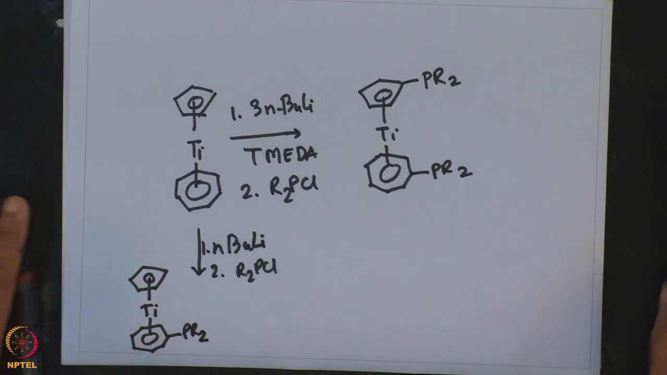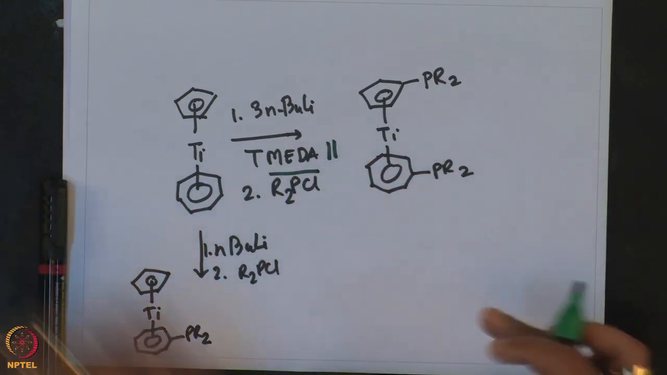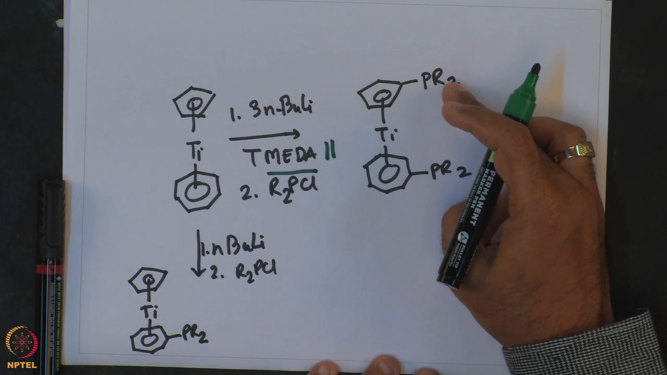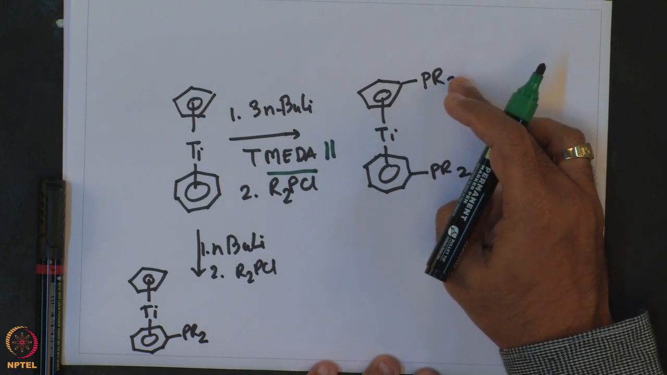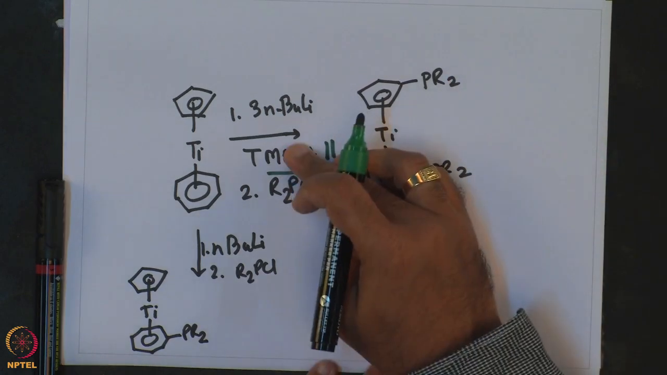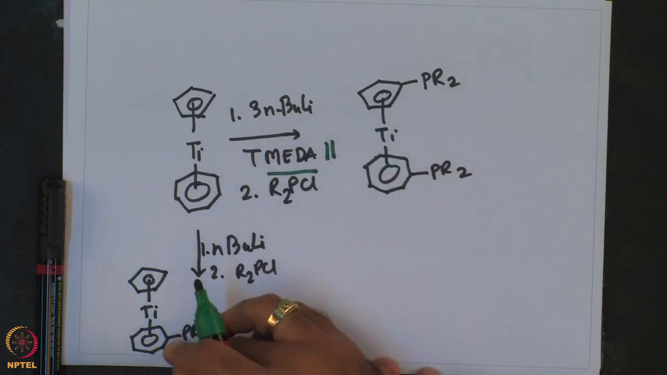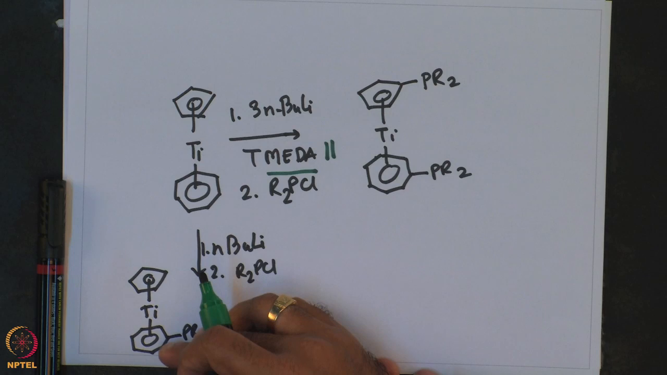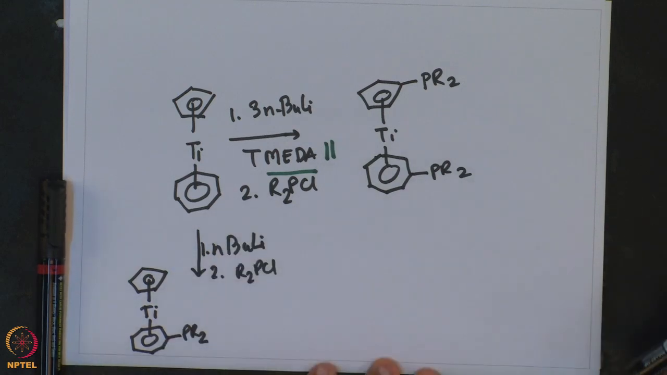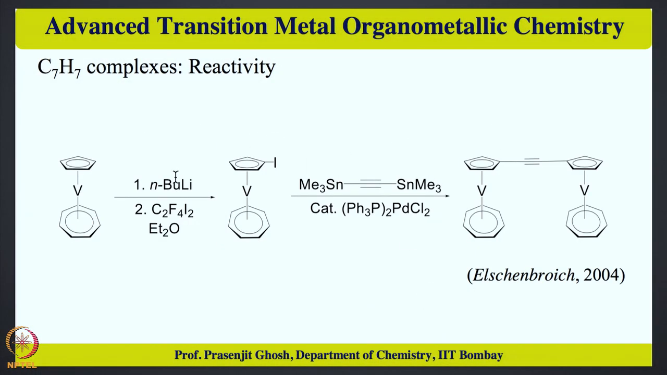So, the difference lies in the harsher conditions, which is TMEDA, that leads to dilithiation subsequently resulting in phosphonation of both of the rings. In the absence of TMEDA, if one gives the same reagent, one sees the lithiation happening at one of the rings, and this ring is not the C7H7 ring, but the C5H5 cyclopentadienyl ring.